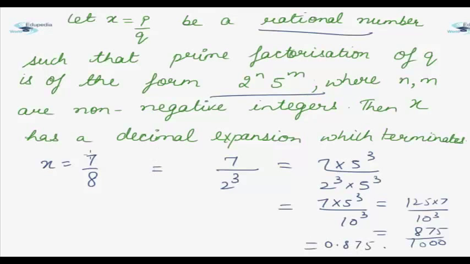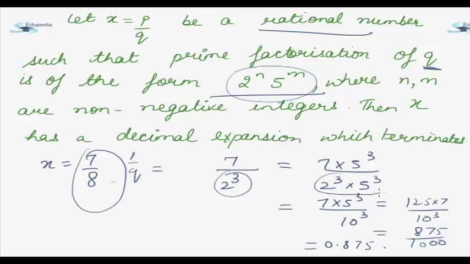So clearly this rational number has the prime factorization of this form for q, that is denominator 2 cube, and we have multiplied and divided by 5 cube, and we get 2 cube into 5 cube. So if the denominator has the prime factorization of this form, then we can say that its decimal expansion will terminate. Clearly it is a terminating decimal expansion.